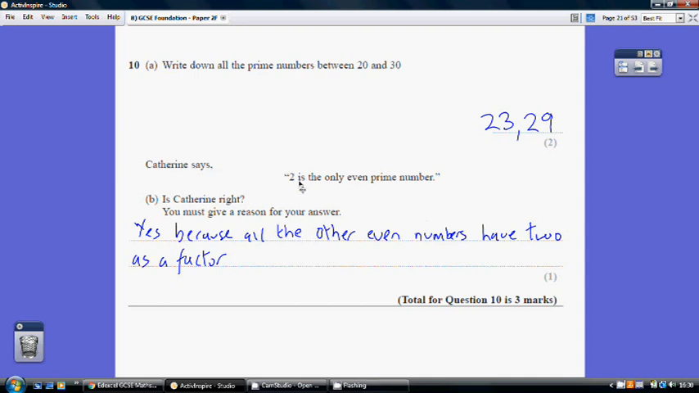Now 2, of course, is a factor of 2, but the definition of a prime number is when its only factors are 1 and itself. Well, for 2, it is 1 and 2. So 2 is a prime number, but it's the only even prime number.